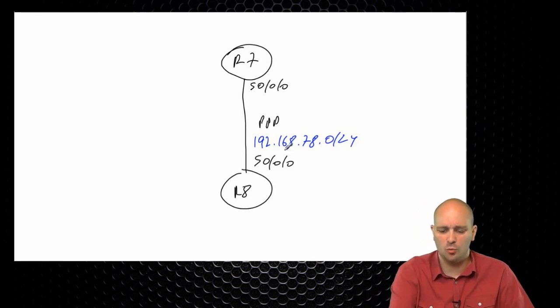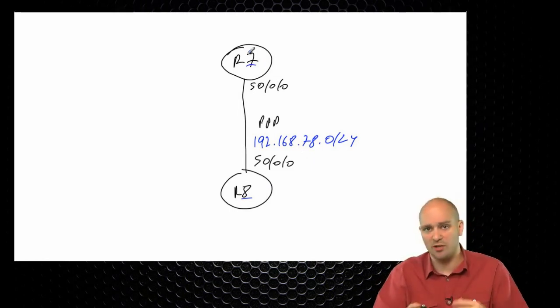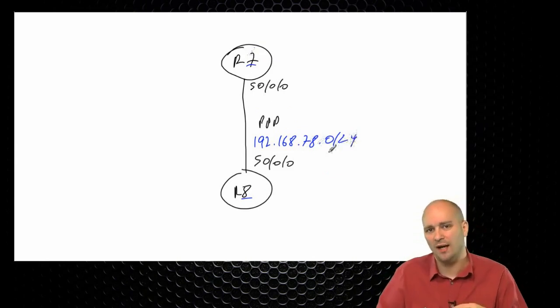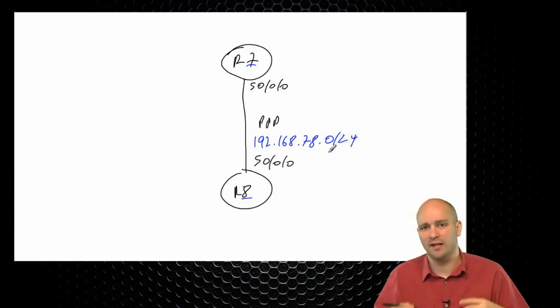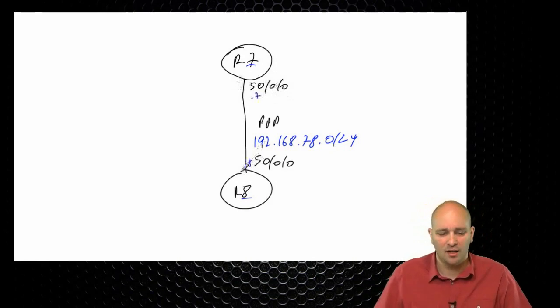It's going to be 192.168, then device number. So if I'm using 7 and 8, it will be 78. If it's 1 and 2, it will be 12. 0/24, because really I don't want to bother with more complicated addressing and subnets. It's not the purpose of this class. So here we are going to have .7, and here we are going to have .8.